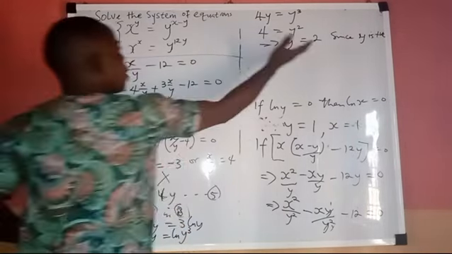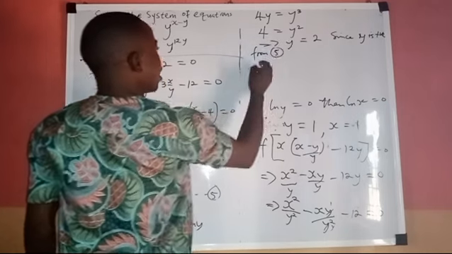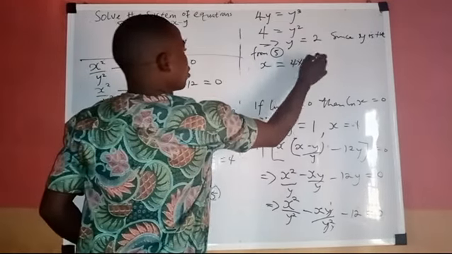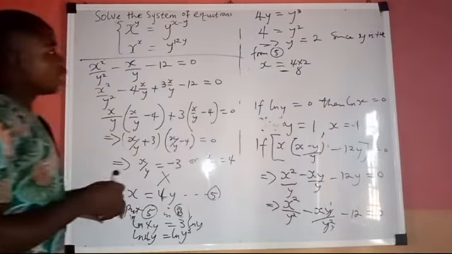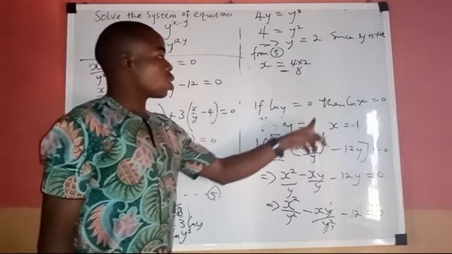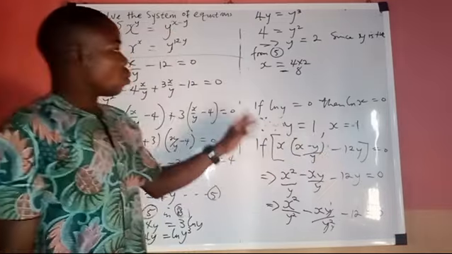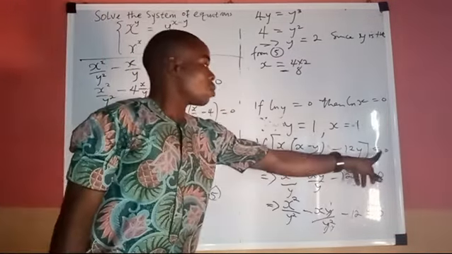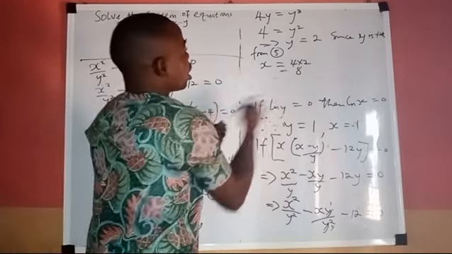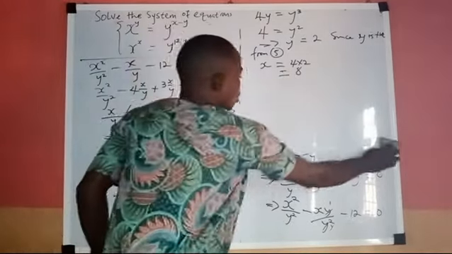And so since we've gotten our y to be equal to 2, we now come to equation 5. So from equation 5, our x is now equal to 4 times 2, which is equal to 8. So we've gotten our x and our y. Don't forget, when ln y is equal to 0, we had that our x is equal to 1, and our y is equal to 1. But when this factor becomes 0, we are now having that our x is equal to 8, and our y is equal to 2.